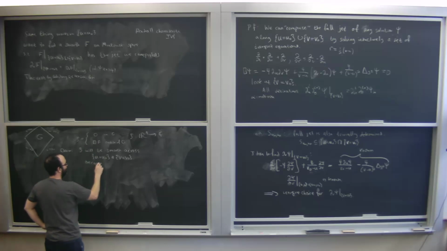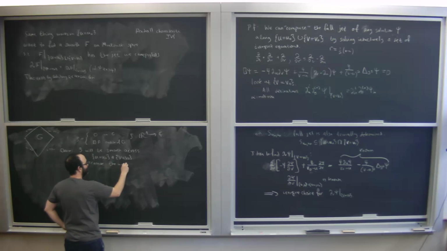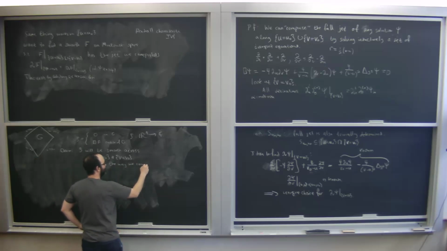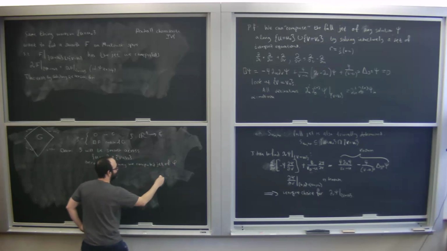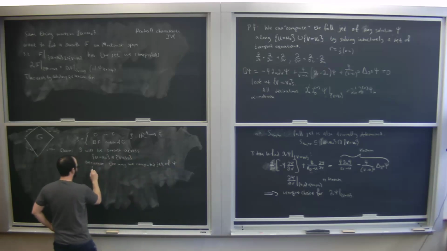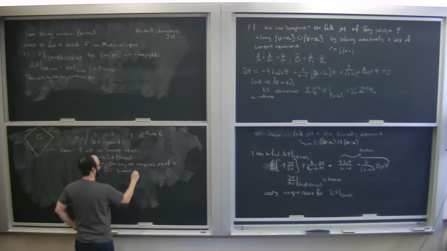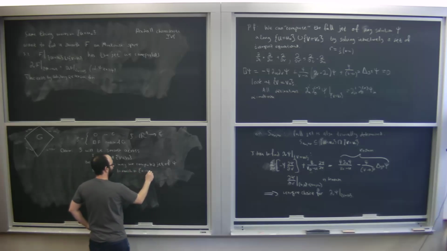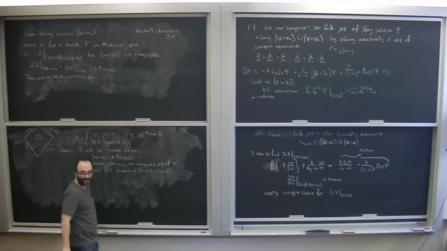Because the way we computed the jet of psi forces box of f to vanish on U equals U naught union V equals V naught, right? Okay.